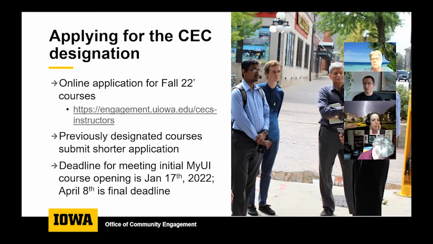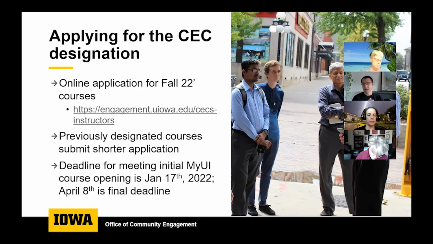Let us know if there's any modifications or if there's changes to what you're planning. But if not, then you won't have to answer the rest of the questions like an initial application. And then you'll just automatically receive the designation. So that is one thing to keep in mind, that the designation occurs every semester, but it gets easier each time if your course has already been designated.